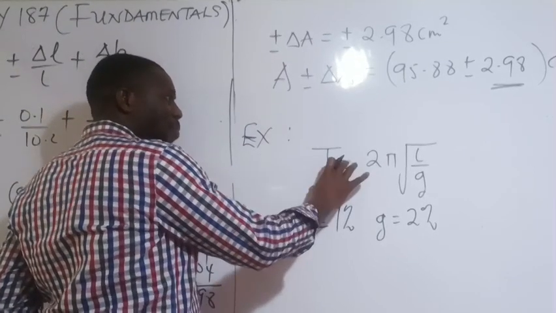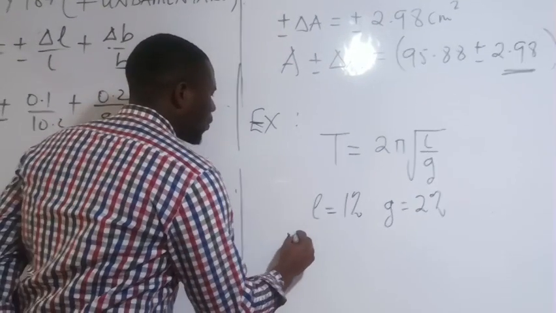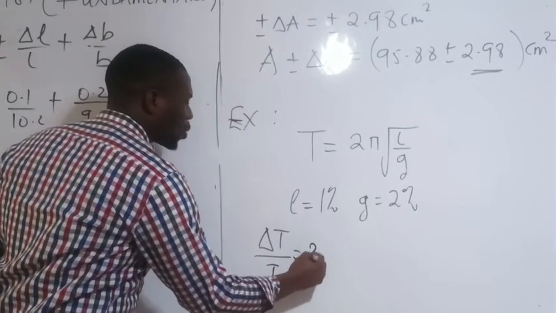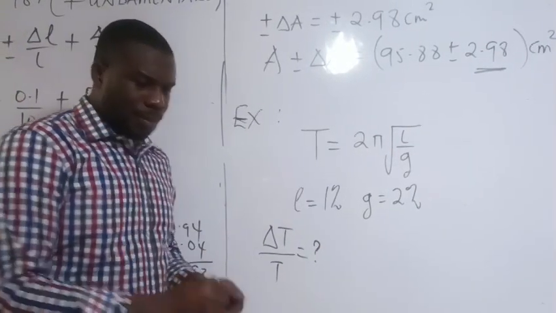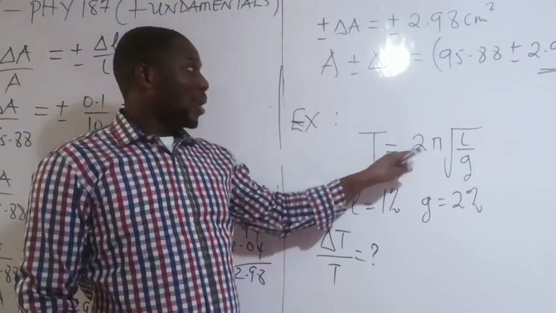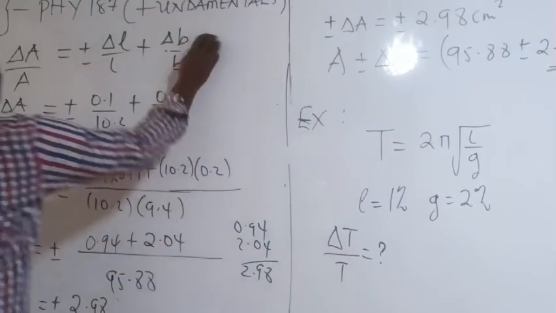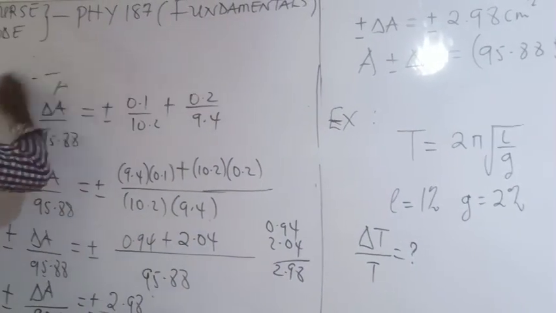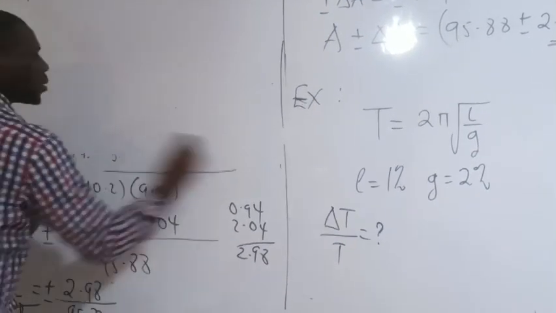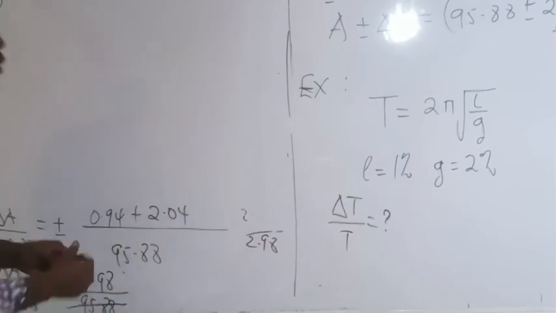Now, the question is this: we could find the value of the time period from the formula, but I'm quite interested in knowing the fractional error in the time period. This is what I'm actually interested in. I chose this question deliberately because it deals with sum of errors that involves powers. Alright, so let's proceed. So, solution.